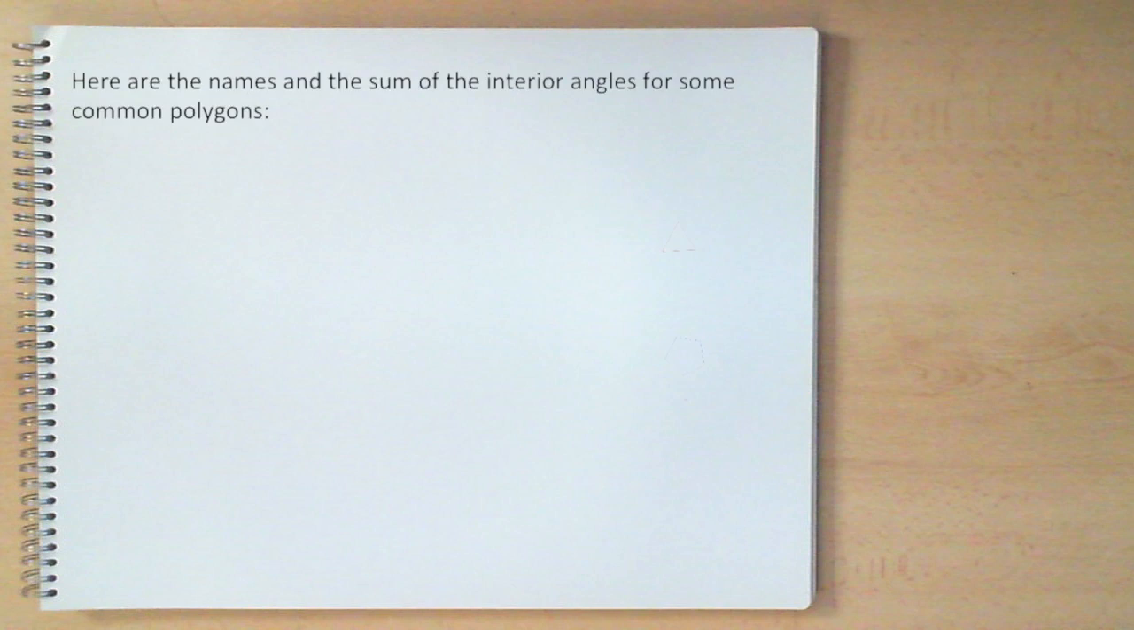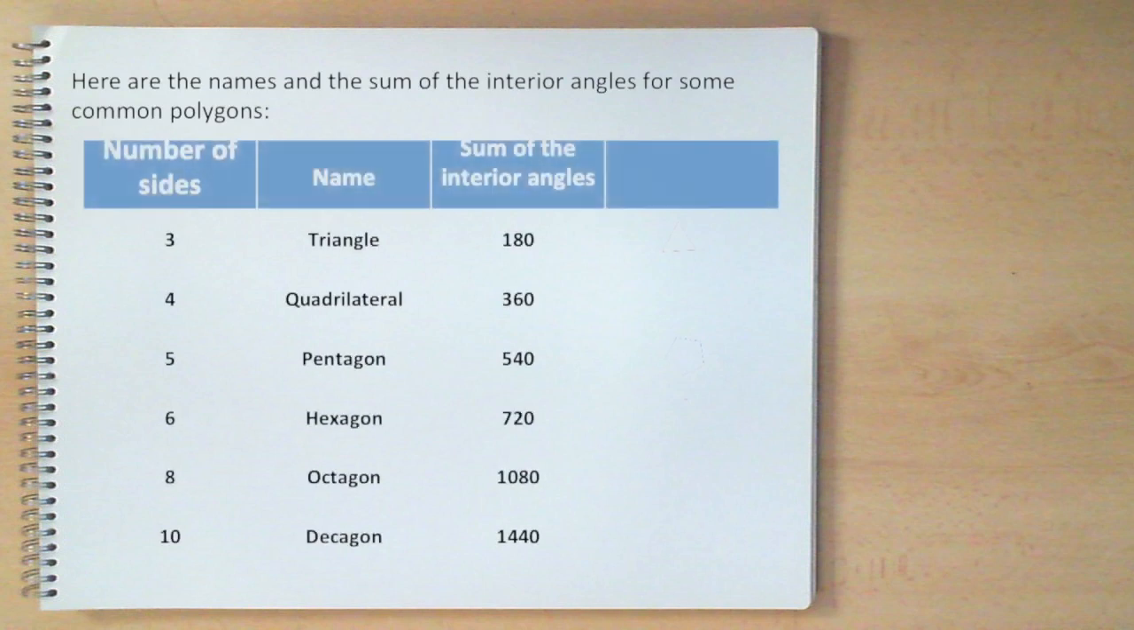Whatever type of polygon it is, there are links between the number of sides that a polygon has and the interior angles of those polygons. So let's have a look at some examples. Let's start with a triangle.